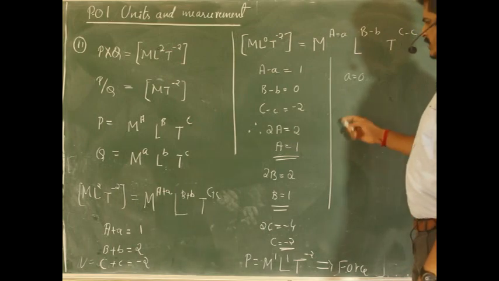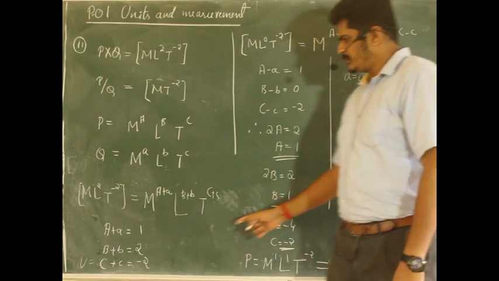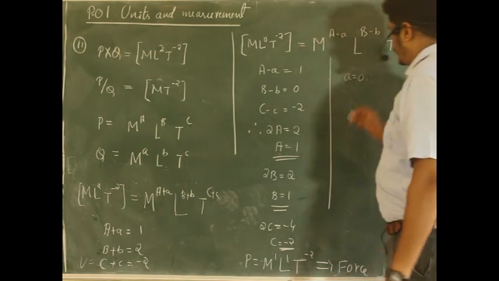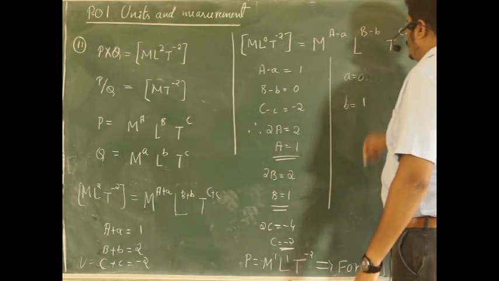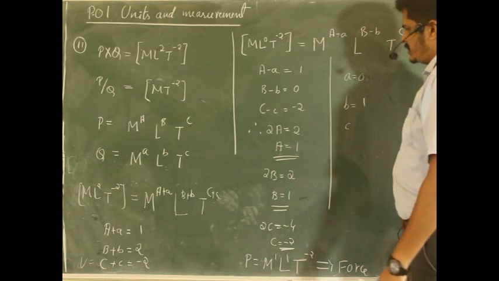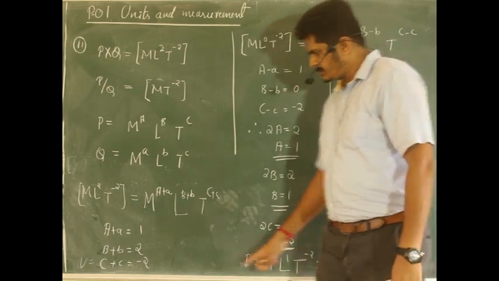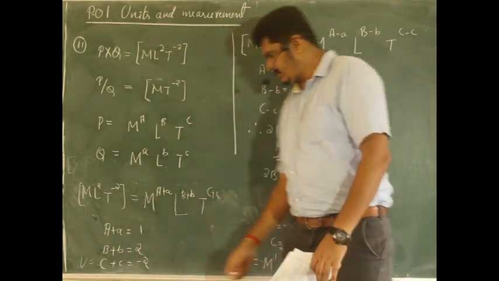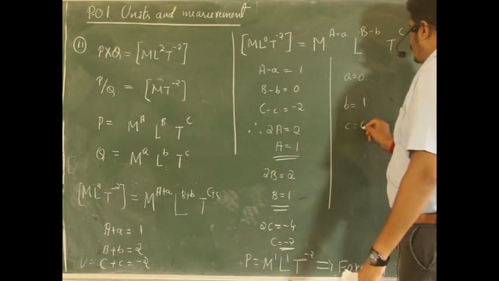Then what about next? B value is 1. Substituting over here, small b equal to 1. What about small c? C value is minus 2 here. Substituting here minus 2, so this comes 0 here. So small c is equal to 0.